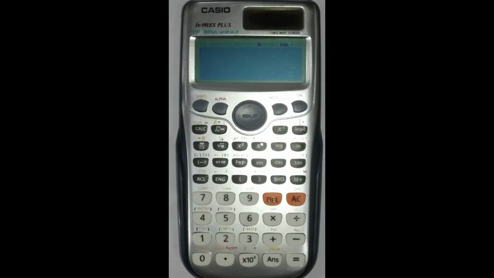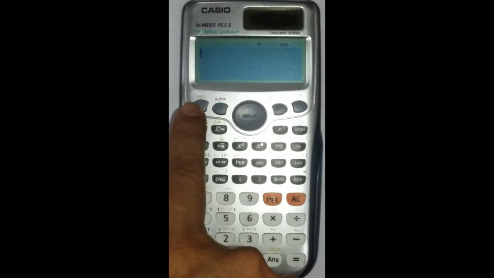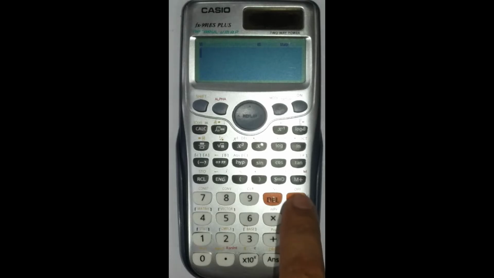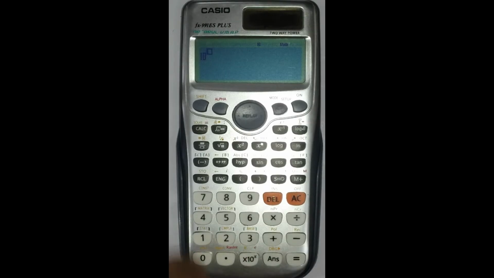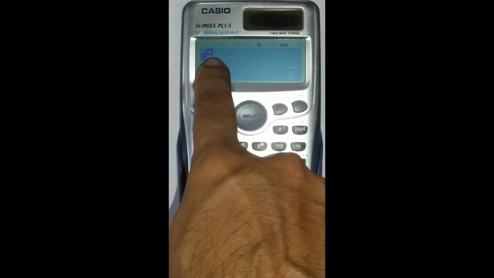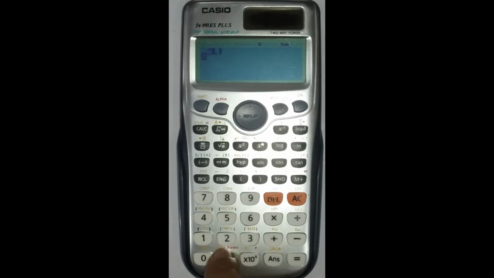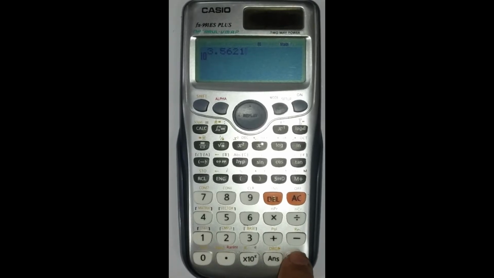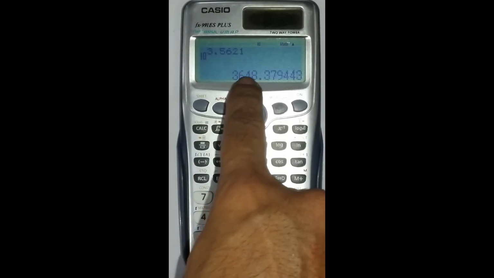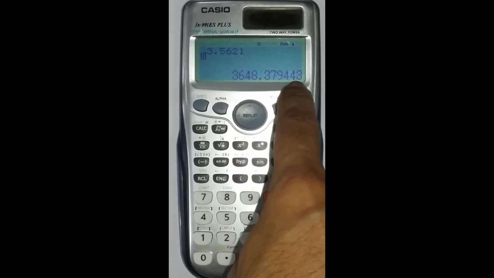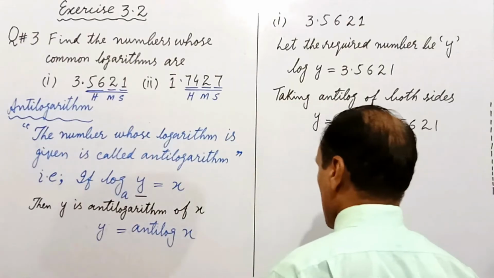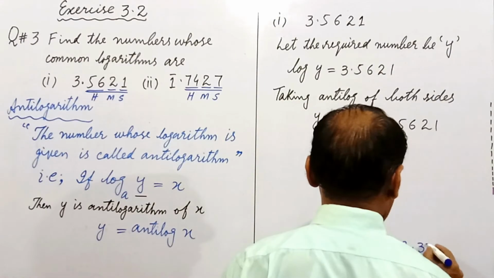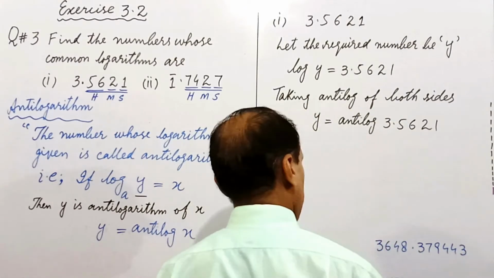We use the calculator to find the anti-logarithm of 3.5621. As we are required to find the number whose logarithm is given, we use the anti-logarithm function. For this, we press the shift button first and then the log function. We observe on the display screen 10 raised to power. Put the value of the logarithm in the power, in this case 3.5621, and then press equal. We get 3648.379443 on the display screen.